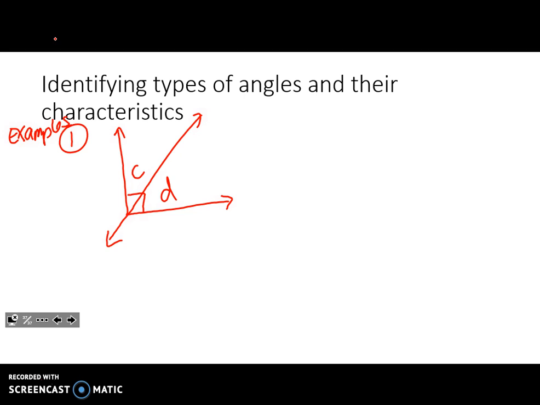The first thing they're going to ask you to do is name the type of angle. Right away, you should notice that this has a 90-degree angle. So this would be a complementary angle, and yes, you have to write that all out. This would be a complementary angle because C and D together are going to equal 90 degrees.